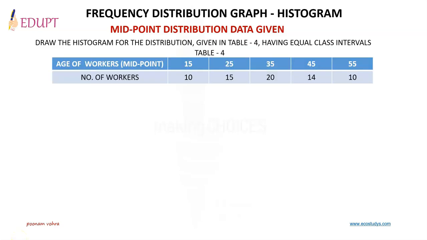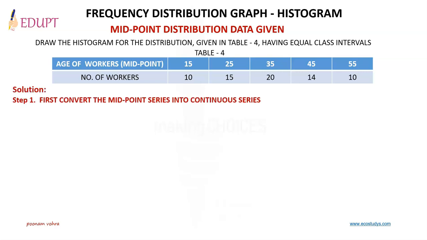Age of workers and number of workers are given here. Age of workers are given as midpoint, which are 15, 25, 35, 45 and 55, and number of workers as 10, 15, 20, 14 and 10. So we'll go step by step. First step is to convert the midpoint series into continuous series. This we have done earlier also, but we shall repeat.